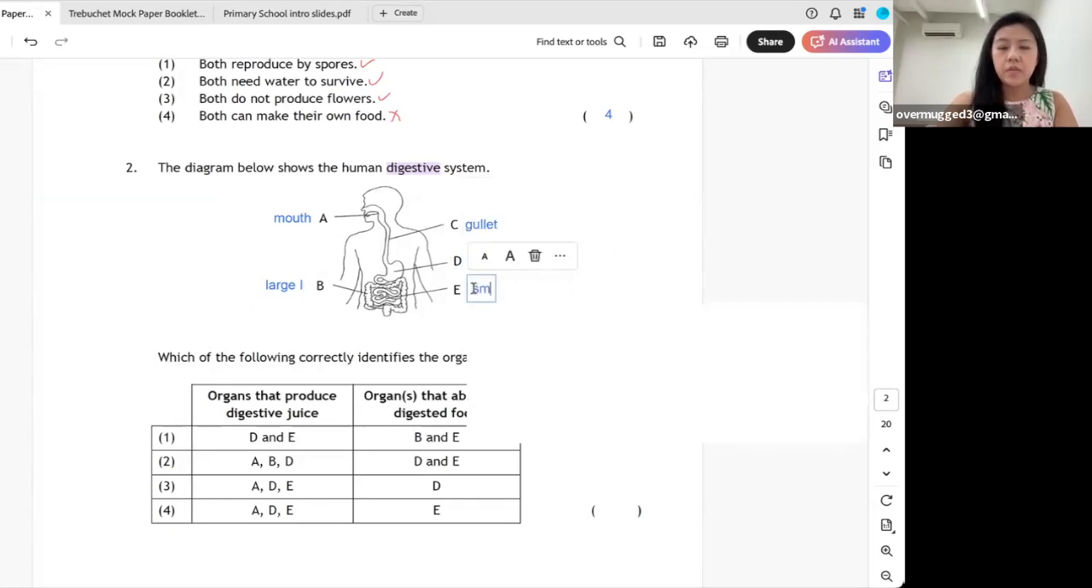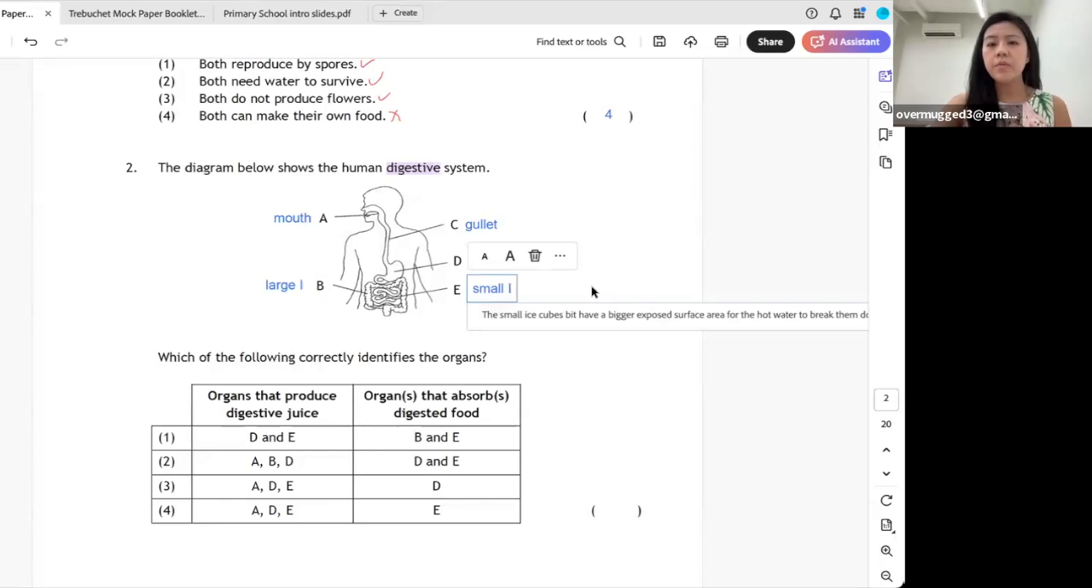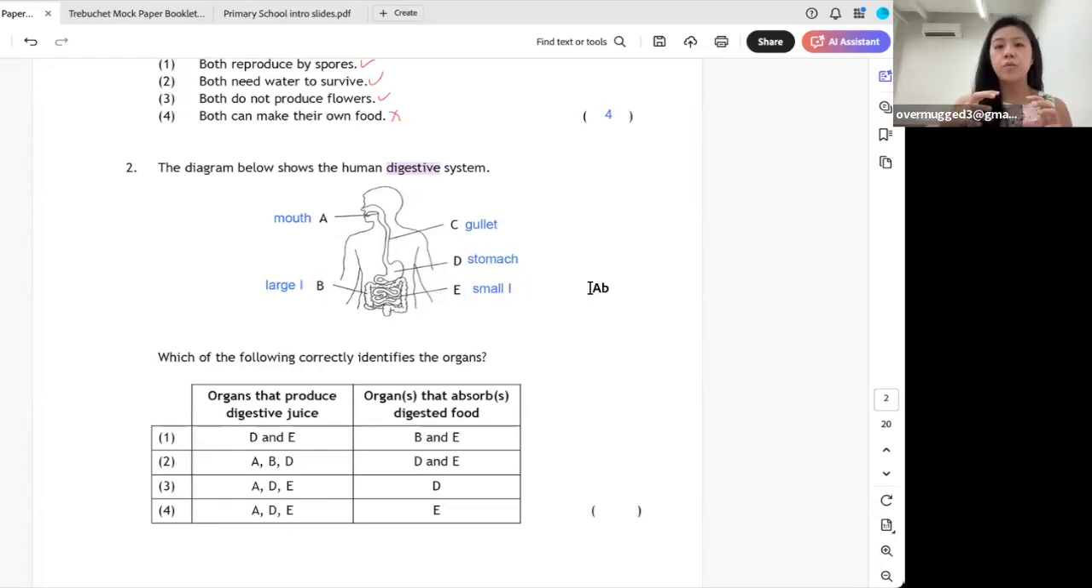And E is your small intestine. So it helps you when you've already identified the parts to answer the questions more easily. So for organs that produce digestive juices, you have the mouth, which produces saliva, the stomach that produces our gastric juice, and the small intestine that produces the intestinal juice, okay? Which means we can essentially narrow down our answers to either option 3 or option 4, okay?